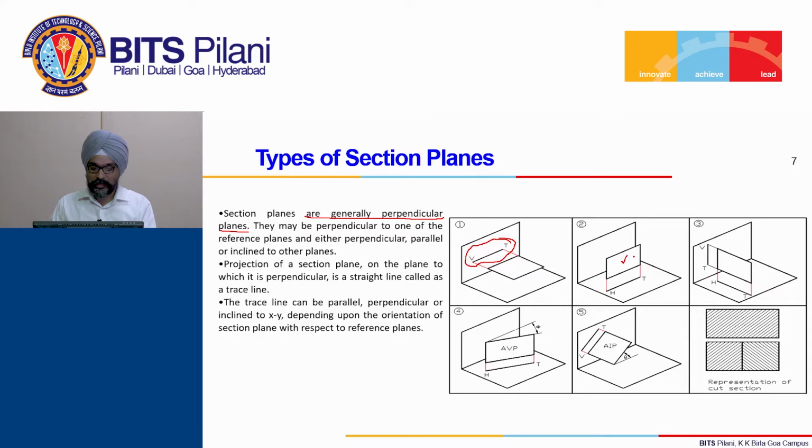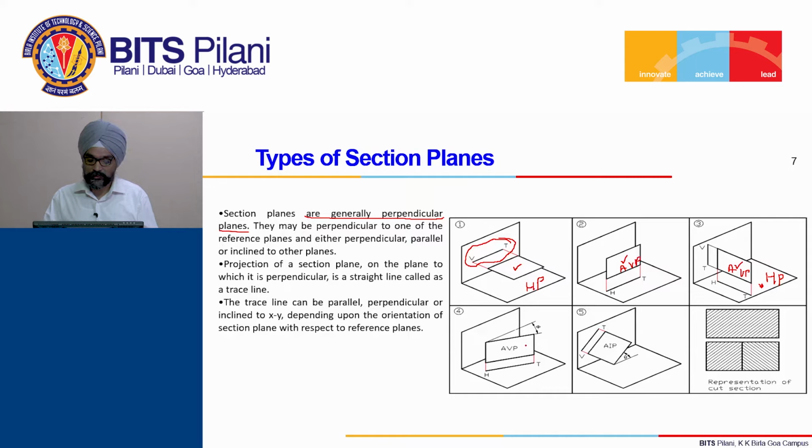You can see this plane, in the second case, is a plane parallel to the vertical plane. This is called an auxiliary vertical plane. This plane is parallel to the HP, so this is called an auxiliary horizontal plane. This plane also is perpendicular to HP, and it is perpendicular to VP also, but still it can be called an auxiliary vertical plane. So this is also an auxiliary vertical plane.